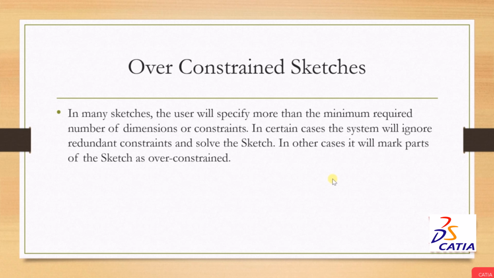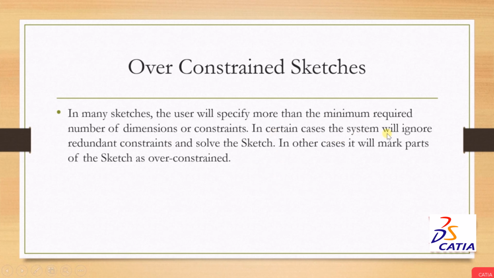Hello friends, in this lecture we will learn about what over constraint sketches are. Many times it happens that we insert more than the required dimensions in the sketches. That is the condition of over constraint. It means we have inserted more than the required dimensions. So in many sketches, the user will specify more than the minimum required number of dimensions or constraints.